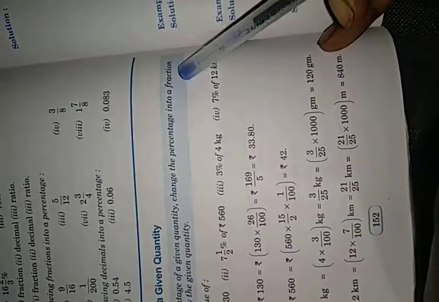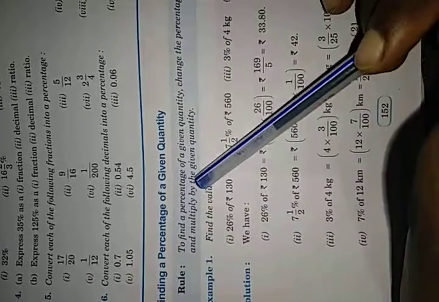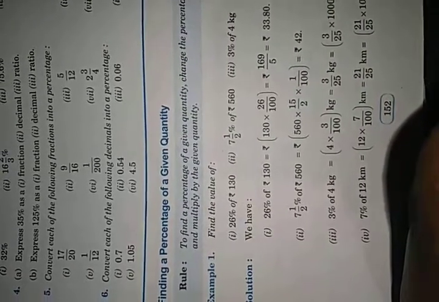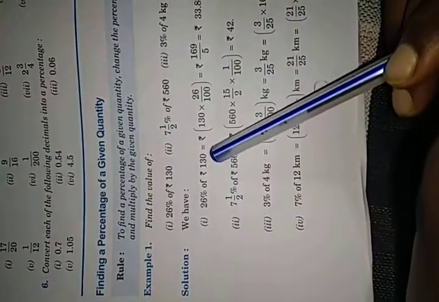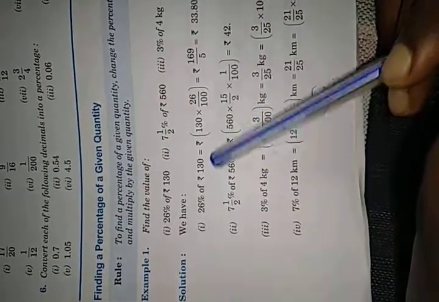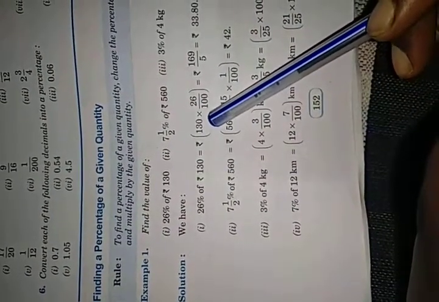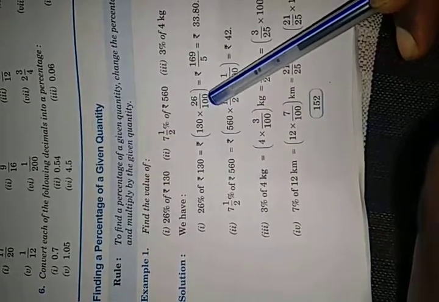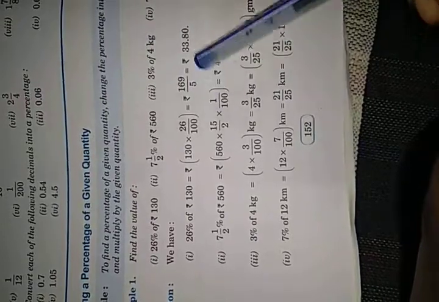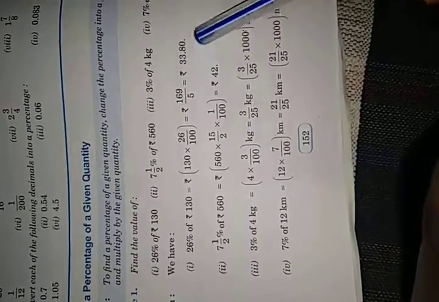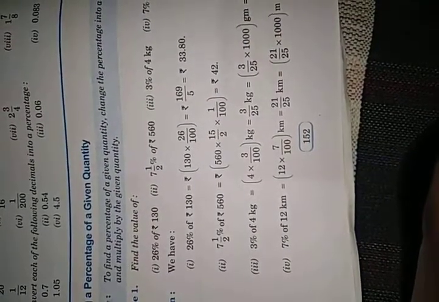Rule 1. To find a percentage of a given quantity, change the percentage into a fraction and multiply by the given quantity. For example, 26% of rupees 130. Here of means into. So rupees 130 into 26 by 100. On simplifying, we get rupees 169 by 5. Now converted into decimal, we get rupees 33.80.